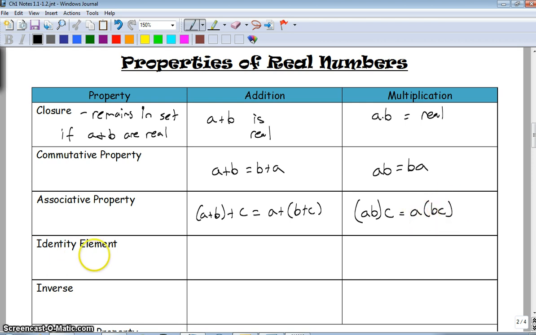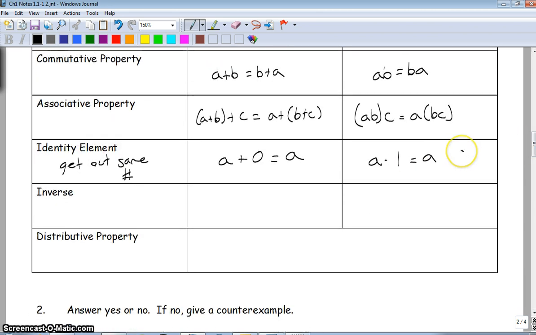These are more important. An identity element. Identity means that you get out the same number. So for addition, if I have a number A, what do I have to add to it to get to A again? Well, for addition it's 0. So the identity element for addition is you add 0 and you get back A. For multiplication, I have to multiply something to get to A. Well, A times 1 is A. So whenever you're doing a multiplication identity, you're multiplying by 1. So you get the same thing.